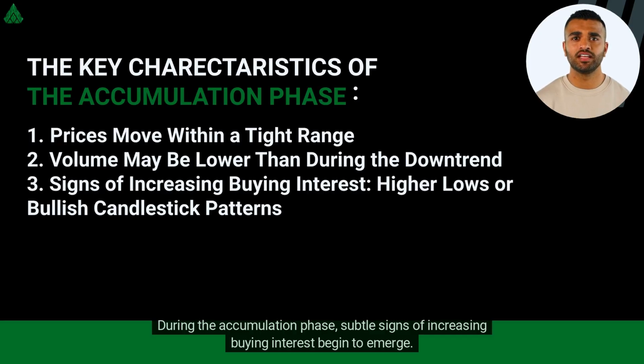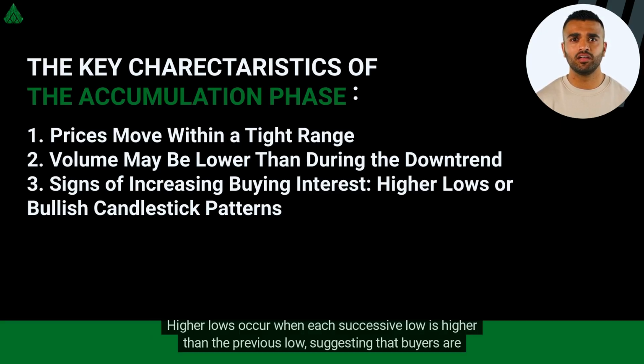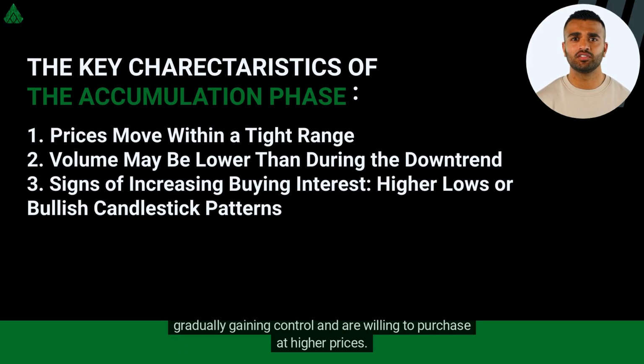During the accumulation phase, subtle signs of increasing buying interest begin to emerge. One of the key indicators is the formation of higher lows on the price chart. Higher lows occur when each successive low is higher than the previous low, suggesting that buyers are gradually gaining control and are willing to purchase at higher prices.